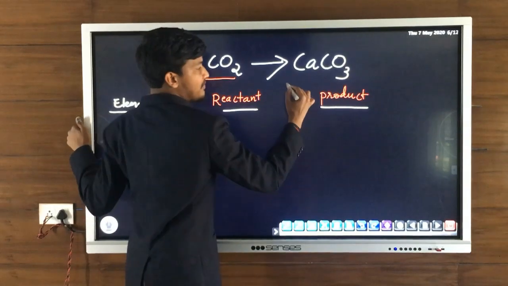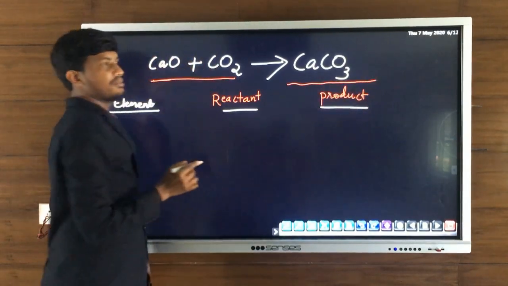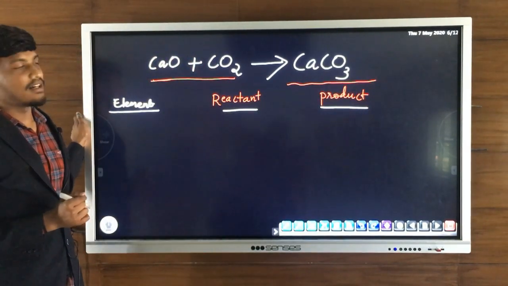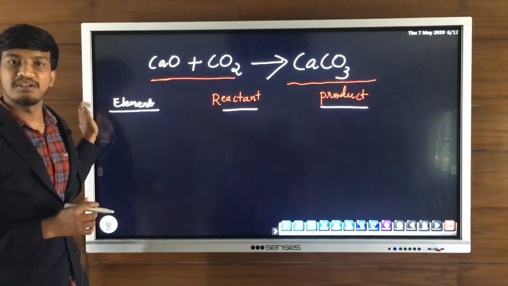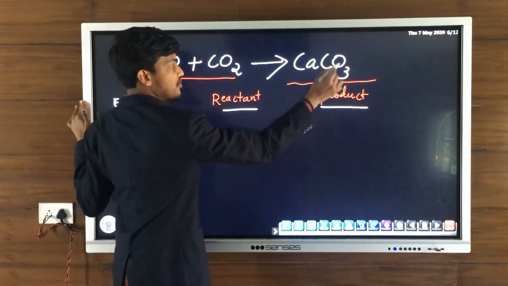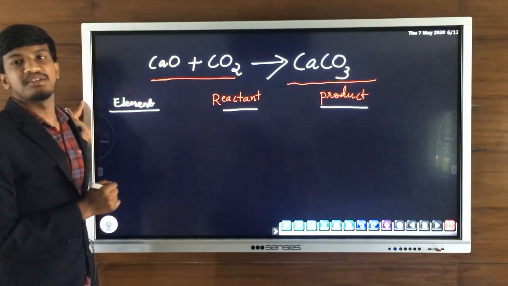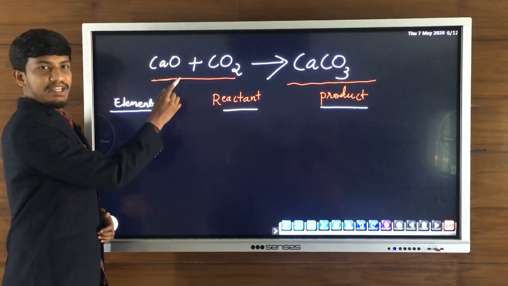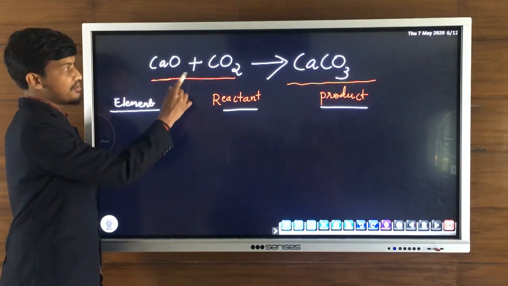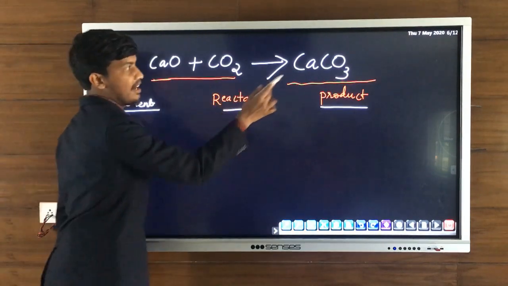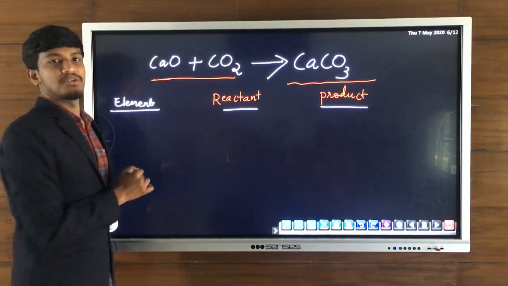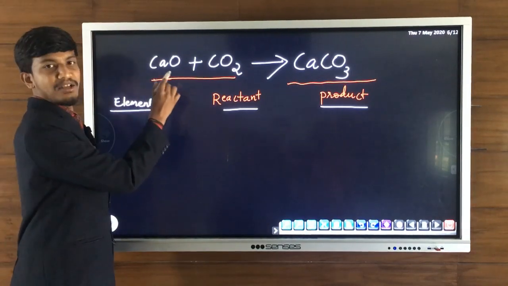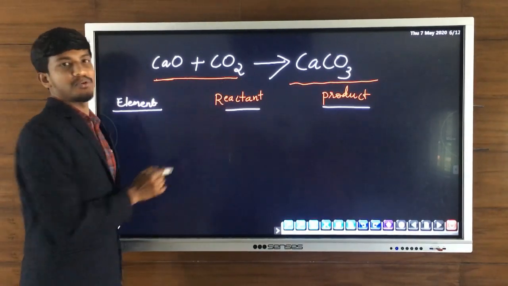Then arrow mark, after arrow mark on the right side of the equation, there is product. So in this case there is only one product, that's CaCO3. So it's calcium carbonate. These are the two reactants, CaO and CO2, they are the reactants, and we have one product, CaCO3. Now I'm going to count the number of atoms of each element on the reactant and product side.